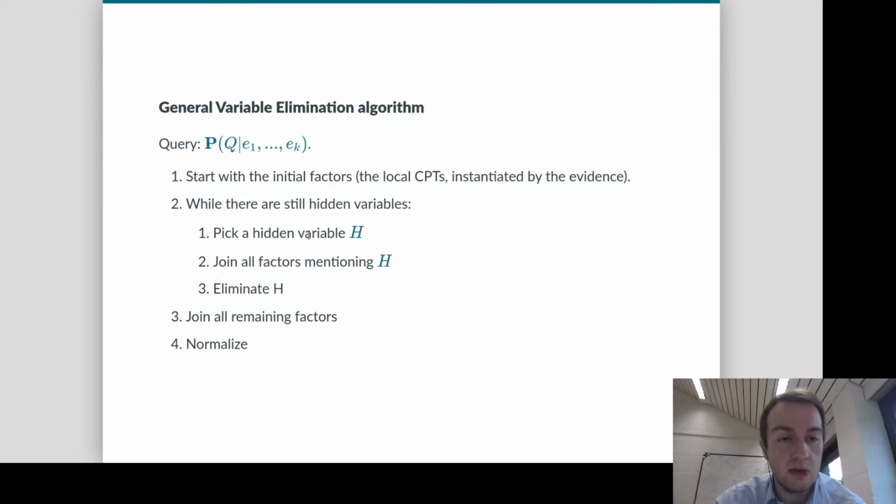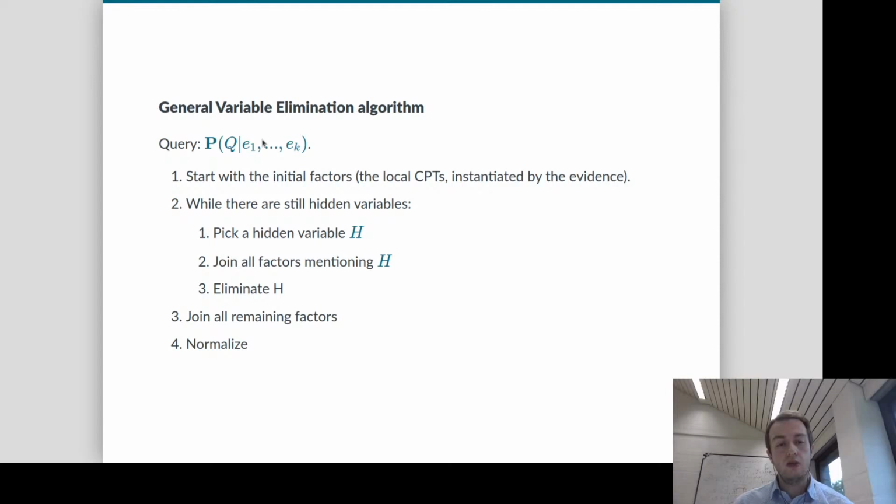So let's say we want to compute the conditional, so P of Q given some evidence E1 to EK. Okay, so what we would do is that we would start with the factors, we would initialize the factors with the local CPTs, the local conditional probability tables that we can just obtain from the Bayesian network. Okay, and we would instantiate these tables with the evidence that we set in the query.